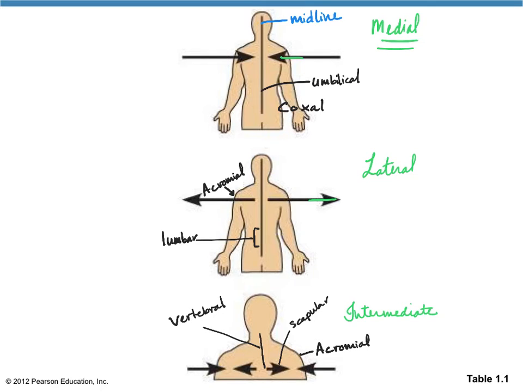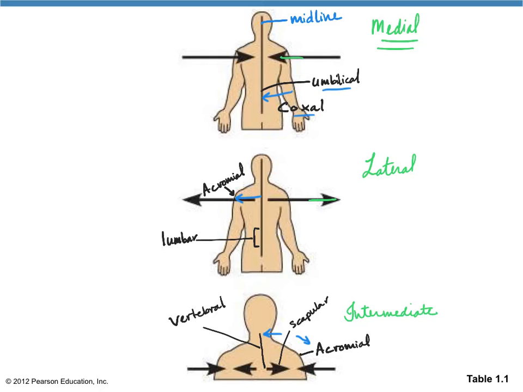All right, now we can go through some examples. For a medial structure, you could say that the umbilical region is medial to the coxal region because it's closer to the midline of the body. For lateral structures, you could say that the acromial region is lateral to the lumbar region because it is further away from the midline of the body. And for an intermediate structure, you could say that the scapular region is intermediate to both the acromial region and the vertebral region because it sits between those two areas of the body.